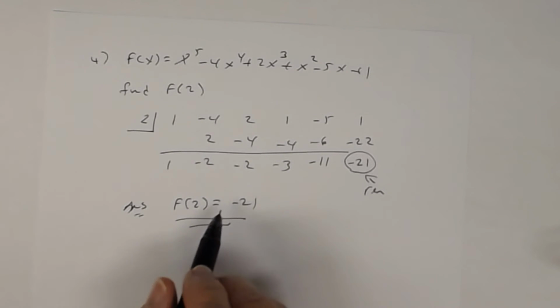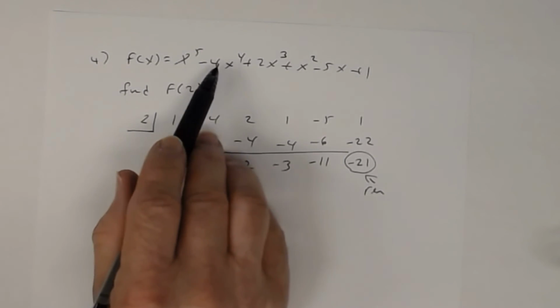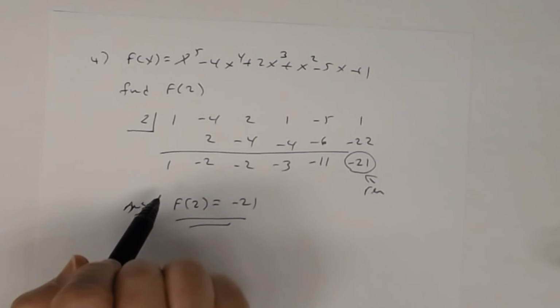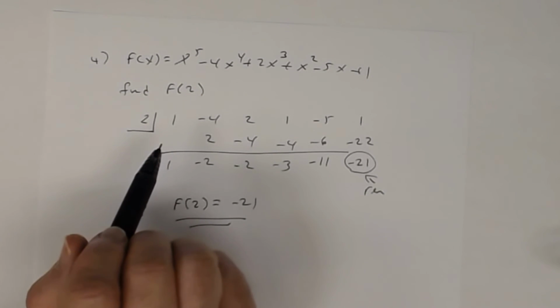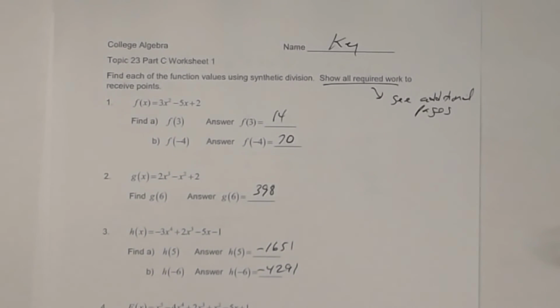So that negative 21 is the same thing you would get if you took wherever you saw the variable x, you substituted 2. Okay, but the direction said use synthetic division and the remainder theorem. All right, and so that's it. So that is the key to this worksheet.